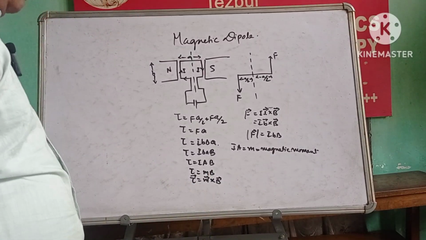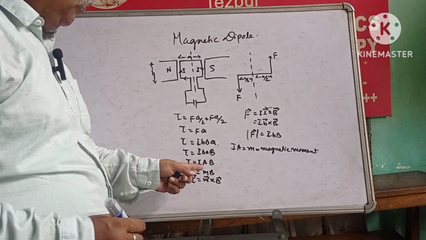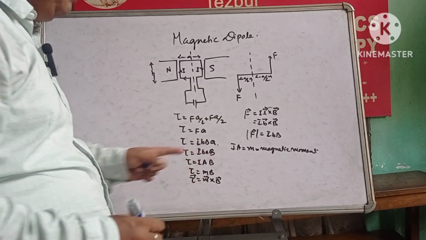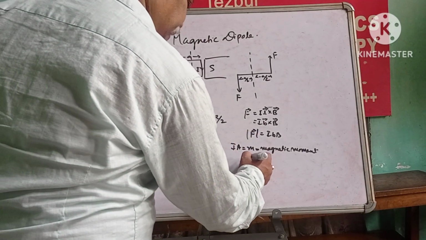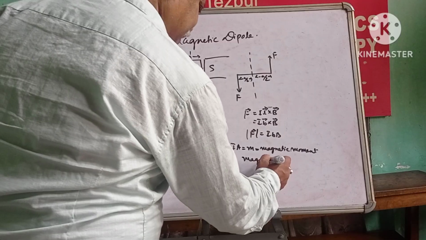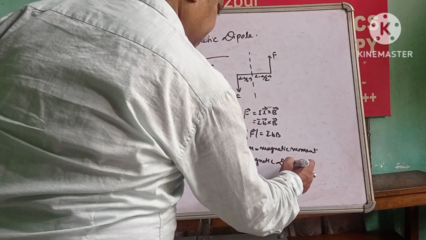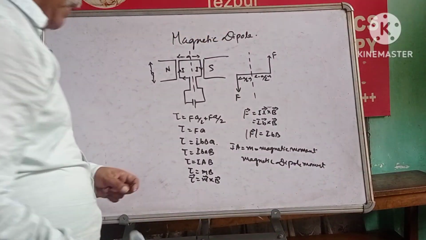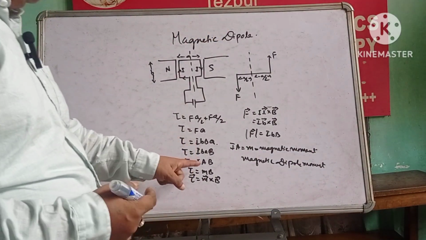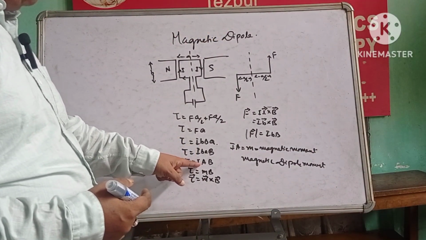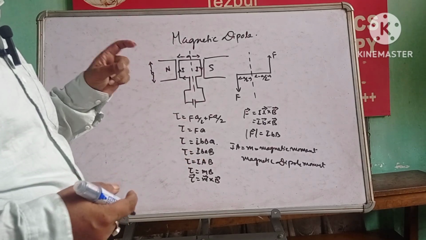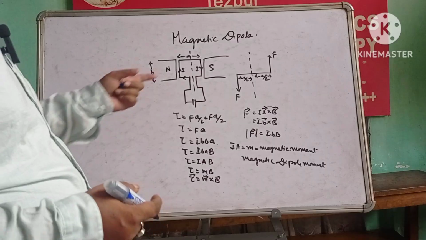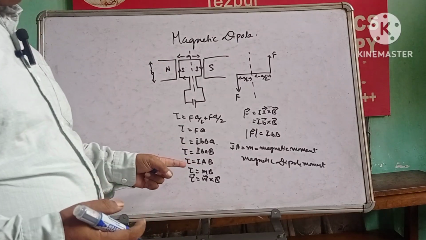This is your torque. So this is the magnetic moment, meaning the magnetic dipole moment. So here you can see how the magnetic dipole is created. This is a magnetic dipole. Remember that any current carrying loop is a magnetic dipole.